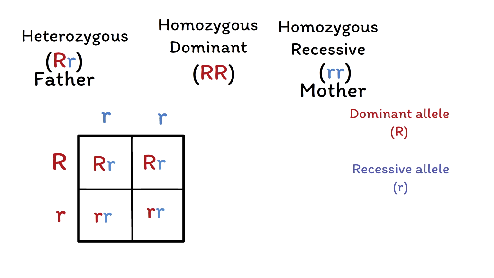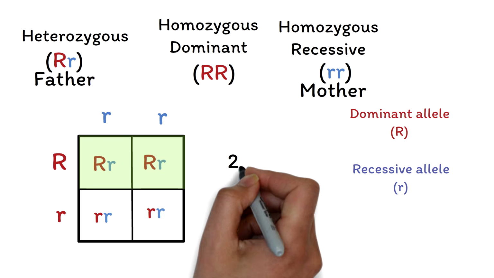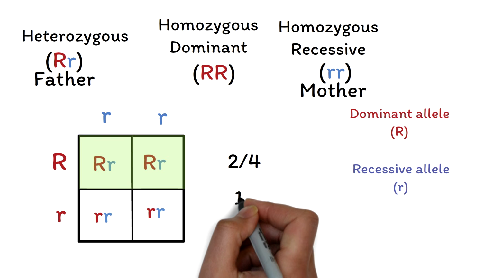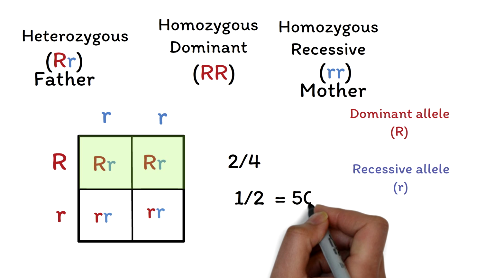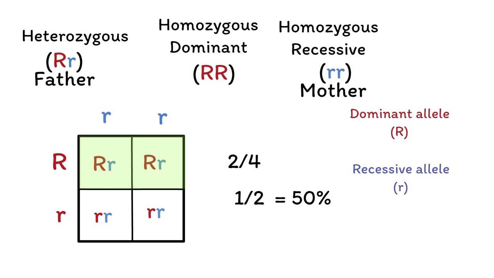If the offspring is heterozygous or homozygous dominant, they will be able to roll their tongue. Here we have two possibilities of heterozygous. This is out of 4 total possibilities. This is 2/4, which can be reduced to 1/2. This is the same as 50%.